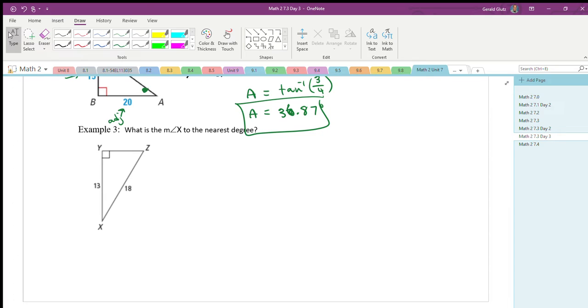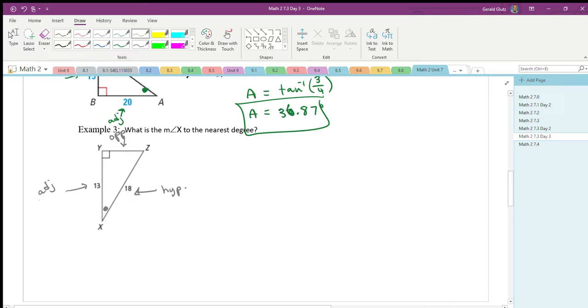In example 3, what is the measure of angle x? Oh, they did say nearest tenth, but I just did hundredth. What is the measure of angle x to the nearest degree? So angle x is down here. They give us these two sides right here. So this side is opposite of the 90-degree angle, so this is the hypotenuse. This side is a leg, and this is a leg. So this leg is next to the angle, or touching the angle, so that's adjacent. This would be the opposite leg. So they give us the adjacent and the hypotenuse.